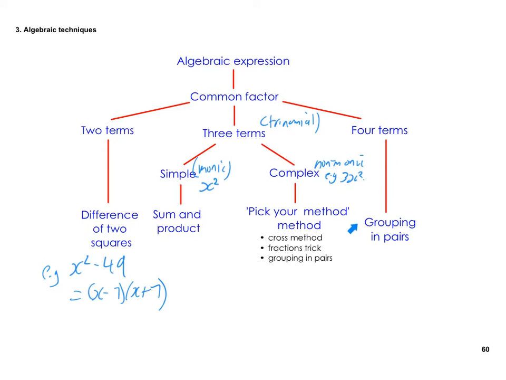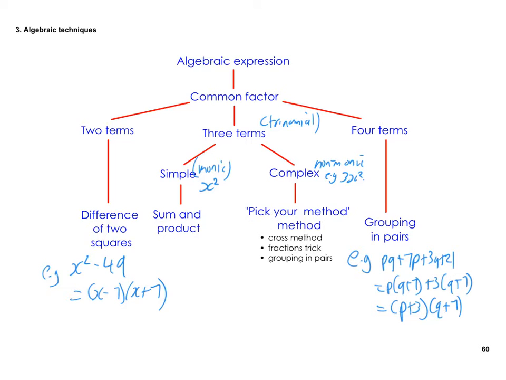Now, four terms. That one, you're going to check for grouping in pairs. So something like PQ plus 7P plus 3Q plus 21. That would be P(Q plus 7) plus 3(Q plus 7), which is (P plus 3)(Q plus 7). Now at this point, I would pause the video and write this all down, because this is a good summary of all factorization so far.